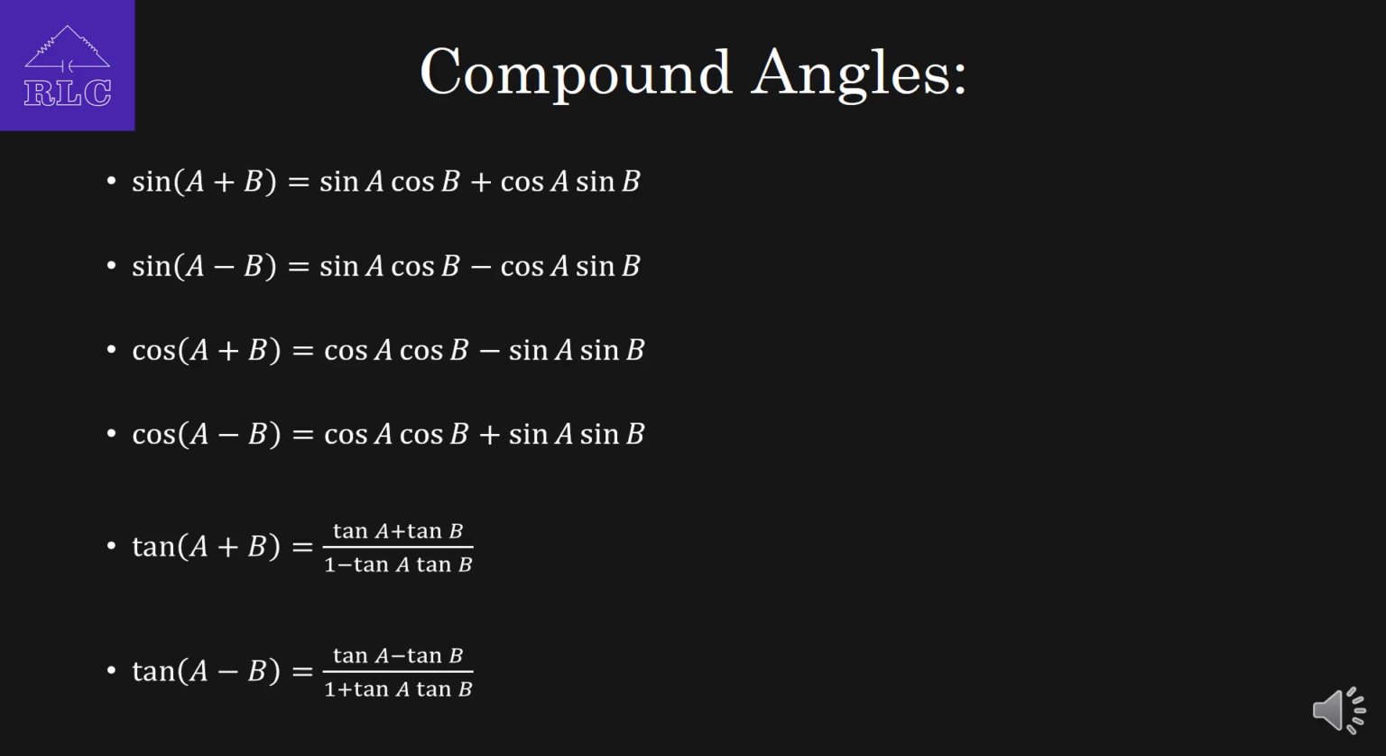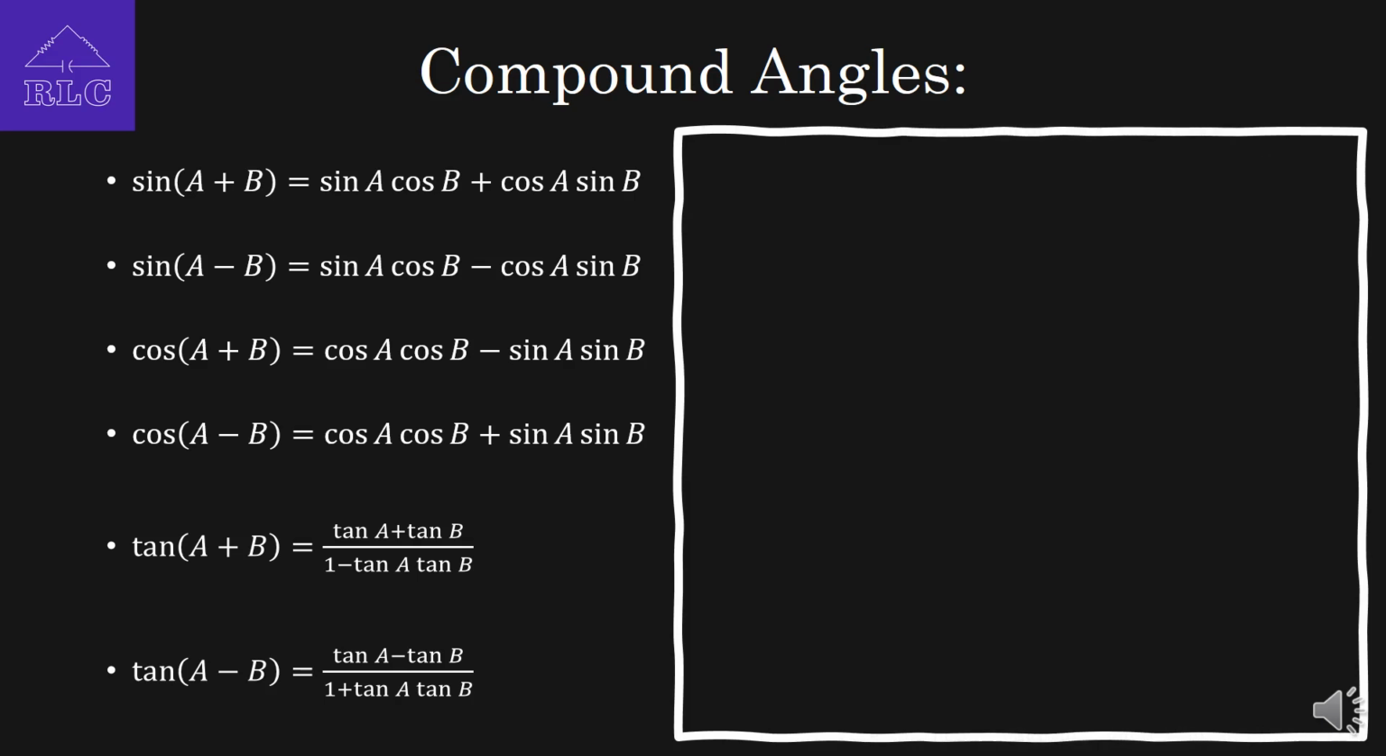Now, using these identities, let us derive some more identities, like suppose in sin a plus b, if you replace b with a, what happens? Let us see. Sin of a plus a. So what I have done, a is equal to b I have taken here. So this one is equal to, just expand this according to this one.